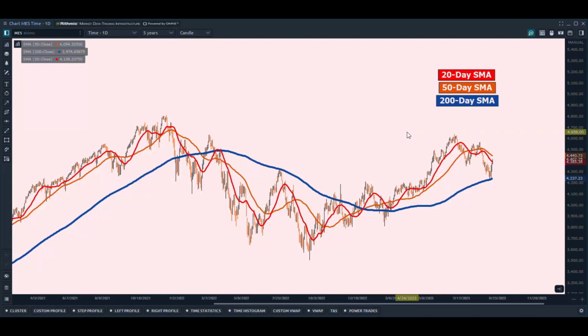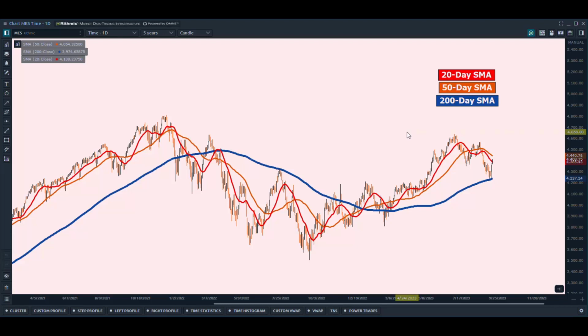So it's really just an indicator that's looking at the last 20 periods, and since we're on a daily chart, the last 20 days. If you're on a 5-minute chart, it would be the last 20 5-minute candles. So what exactly is it and why is it helpful?